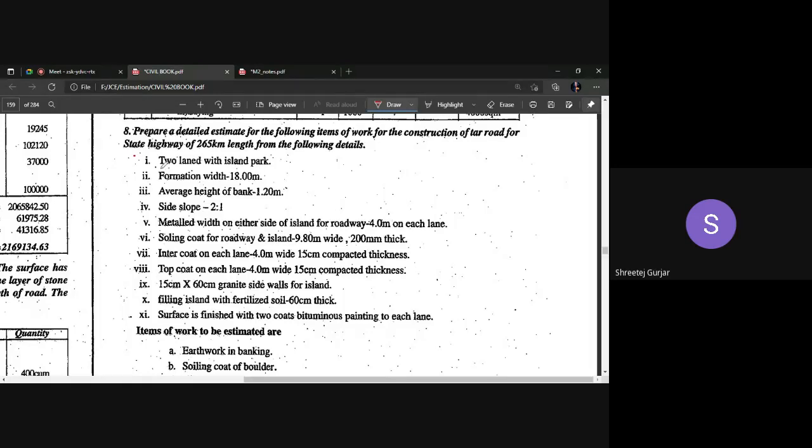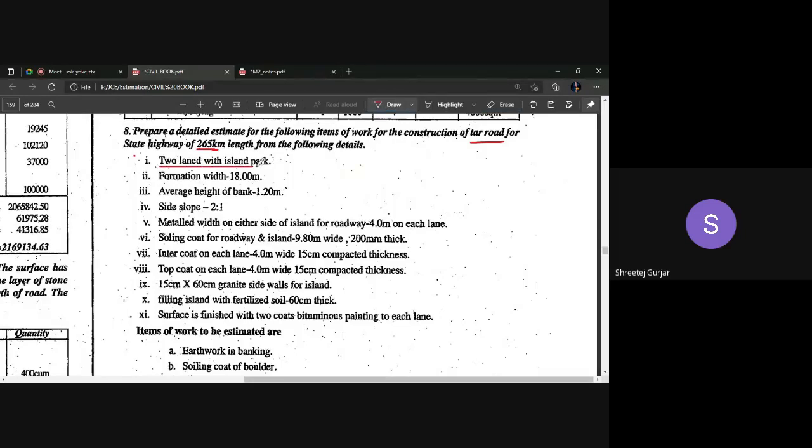Okay. So prepare a detailed estimate for the following item of work for construction of a tar road. It is a flexible pavement, 265 kilometer in length, very long, 265 kilometer. So what will be in meters? 265 into 1000, that is 265,000. This is in meters that you have to write in your tabular column.